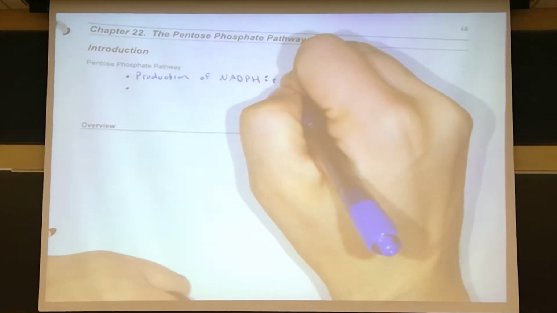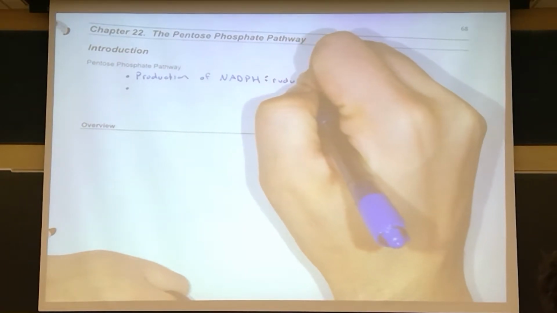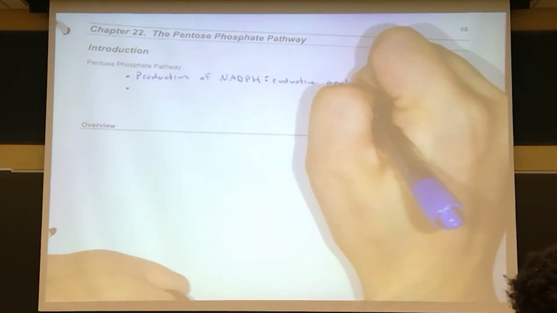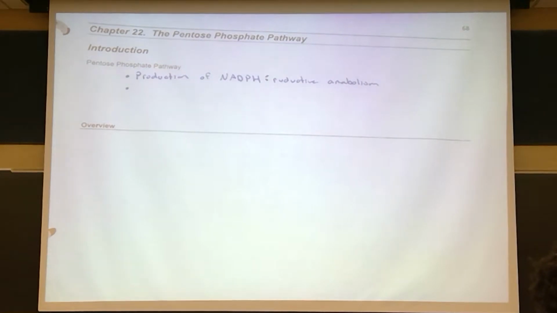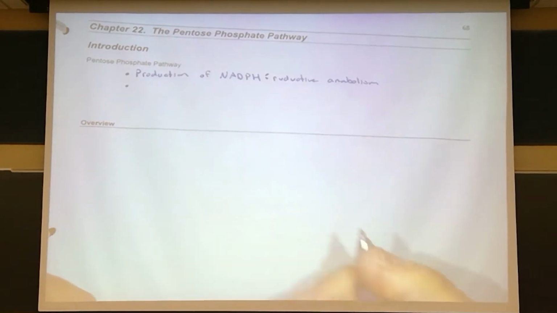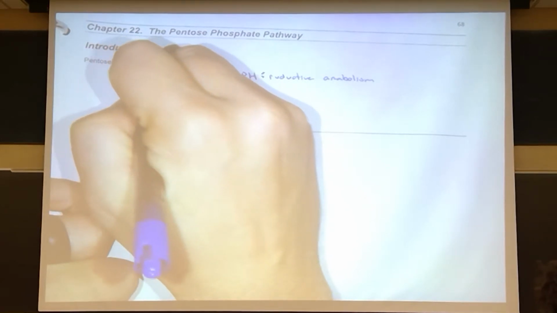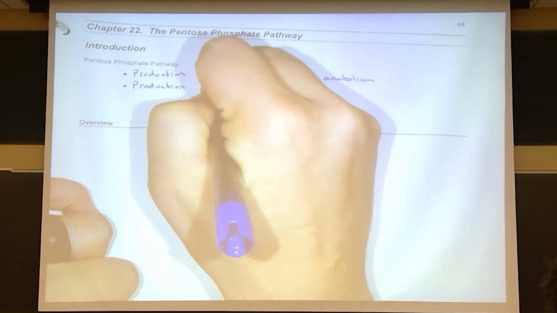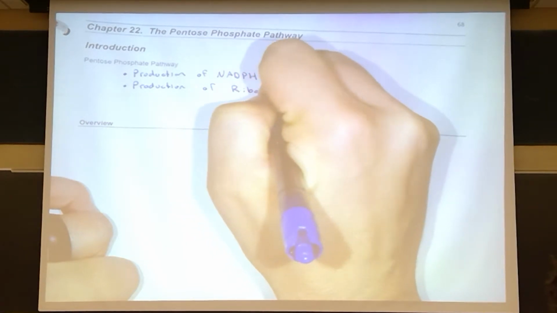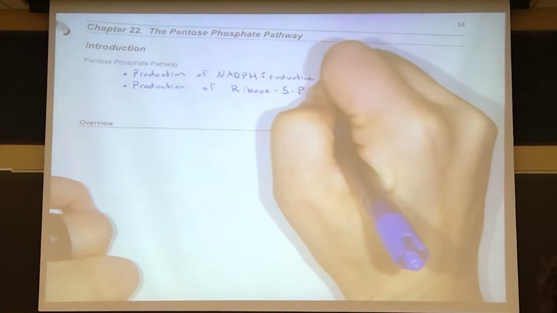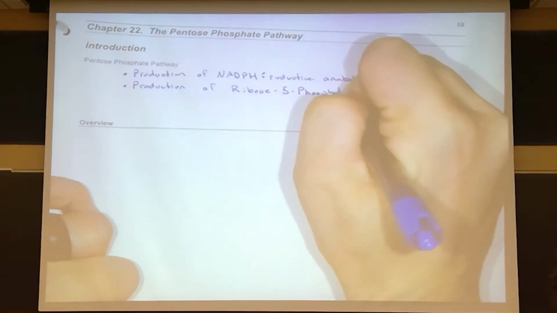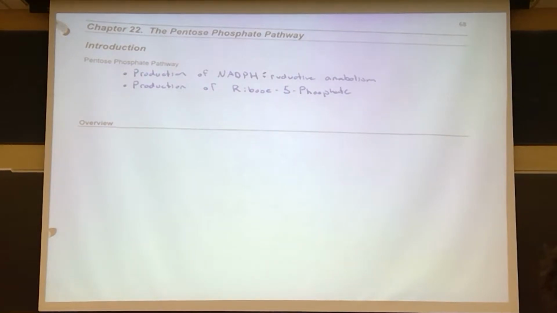NADPH is a key player in reductive metabolism. Right? Catabolism, we've talked about, is oxidative. Anabolism, the opposite direction, is reductive. So it's a key function and a key player in reductive anabolism and reductive biosynthesis. And it also produces ribose, simply ribose triphosphate. It produces a phosphorylated ribose and produces NADPH.